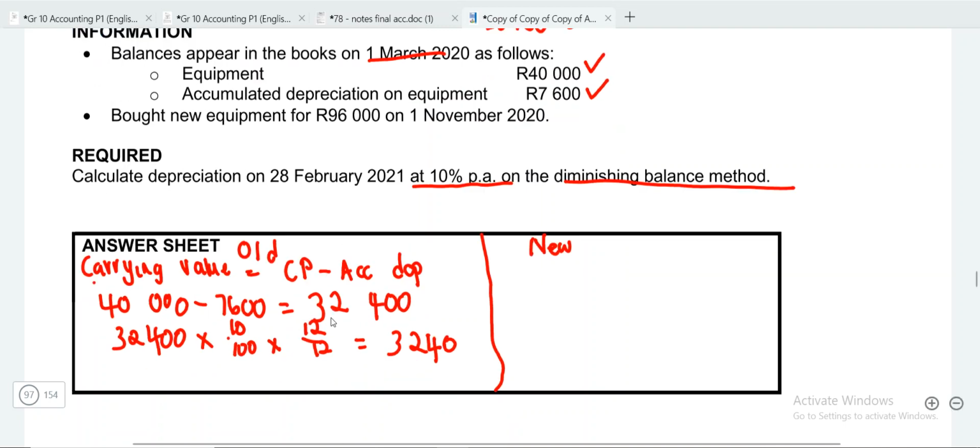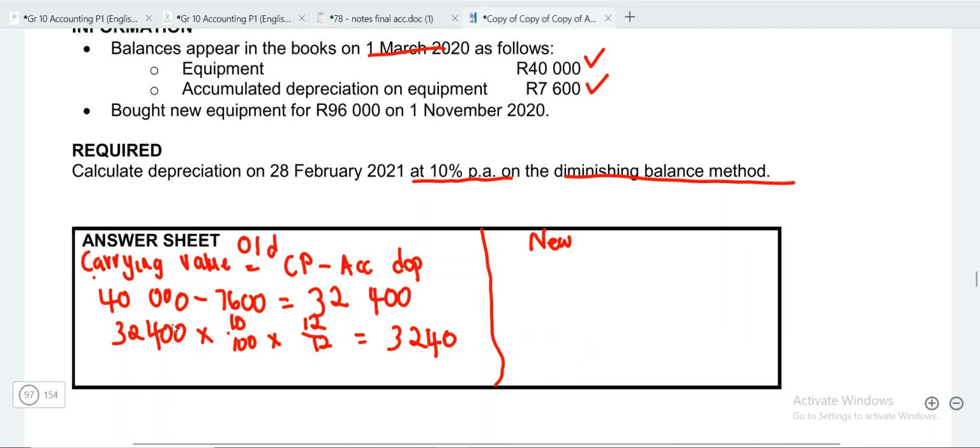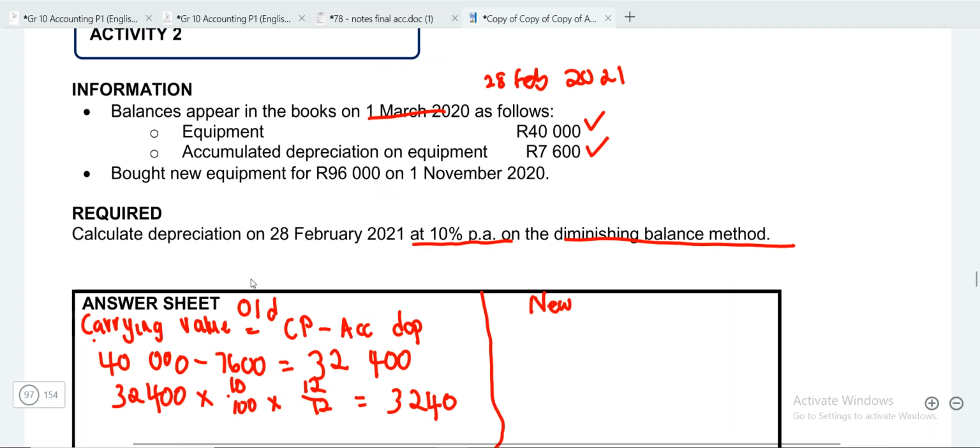You need to make sure that you master getting this depreciation so that you don't experience any problems with regards to this. Now let's look at the new asset. They said it was bought on the 1st of November, so it was only with us from November, December, January and February. So it was with us for only 4 months, and we know that the cost price is 96,000. This one will not have accumulated depreciation. The carrying value will be the same as the cost price because this asset is still new. So our carrying value will be 96,000 in this case.